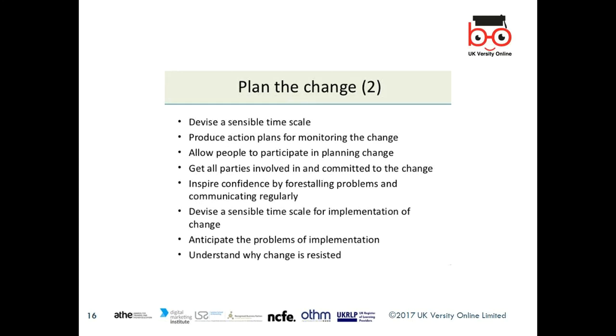With time scale, it's not that everything will bring the star from the sky. Yes, a lover always says, I will bring the star for you, from the sky. It's difficult. So we need to make the time scale sensible, matching the reality. Produce an action plan for monitoring the change, allow people to participate in planning the change and get all parties involved.